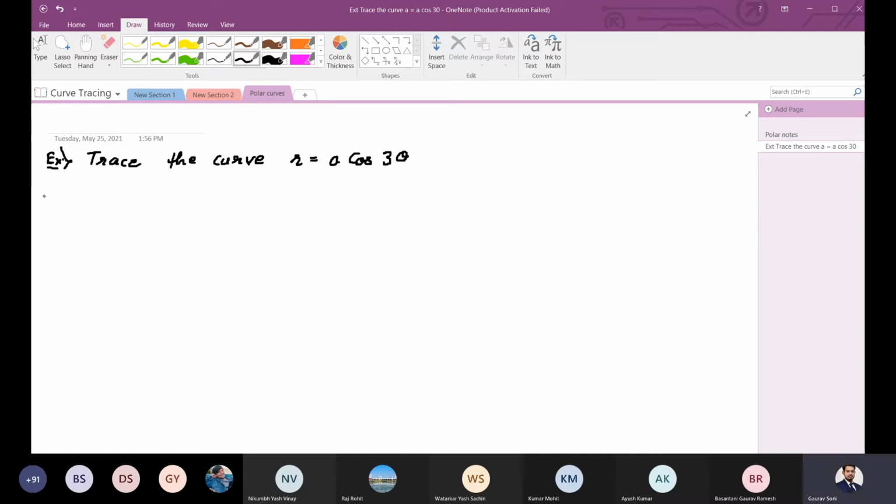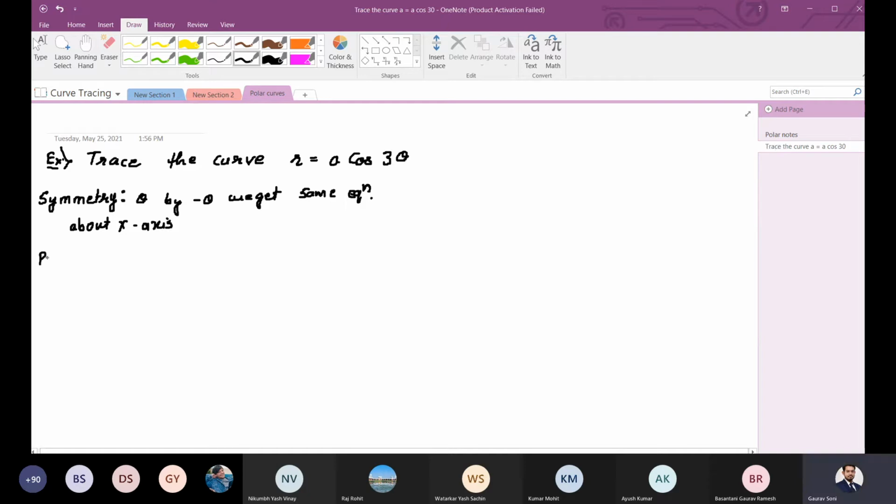So first one, symmetry about the x-axis, about the initial line. Replacing theta by minus theta, we get the same equation. Symmetric about the x-axis.